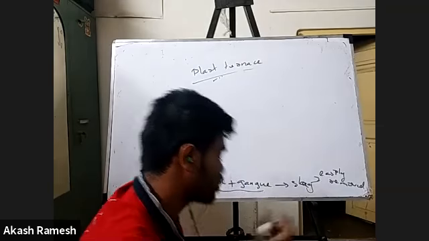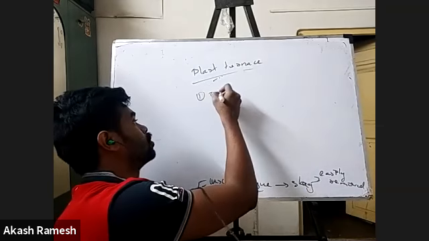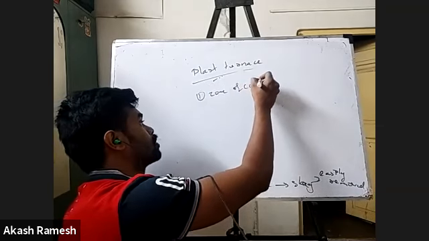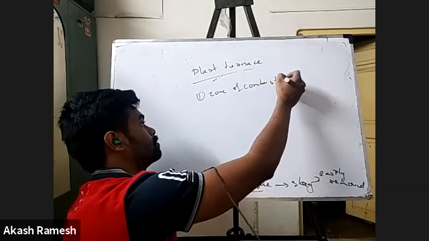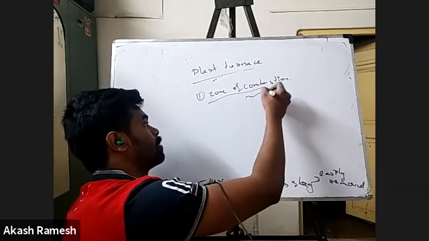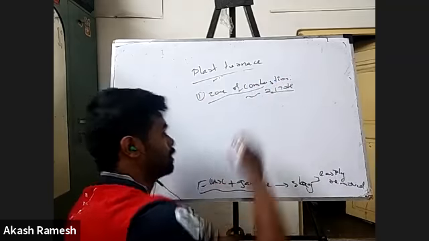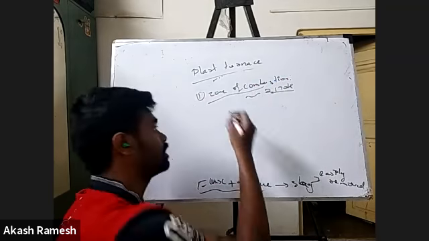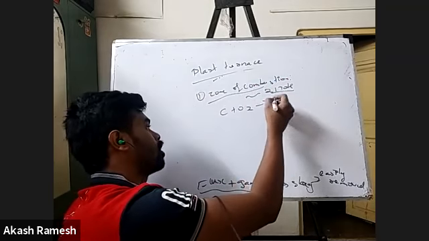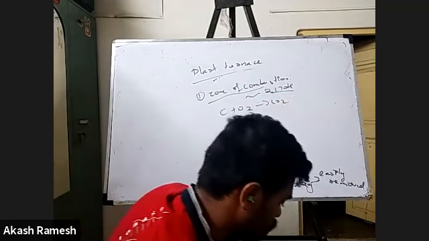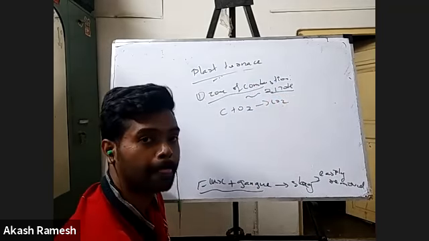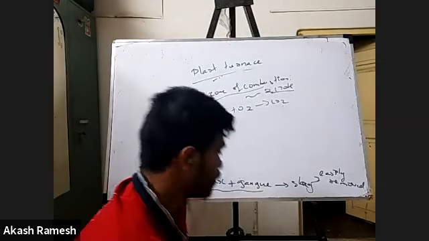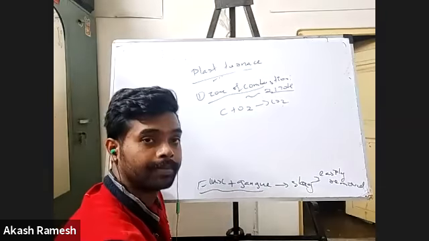Say the first one, the lower temperature zone, is what is called the zone of combustion. This happens at around 2170 Kelvin. You will see that carbon reacts with oxygen to form CO2. This is a highly exothermic reaction.